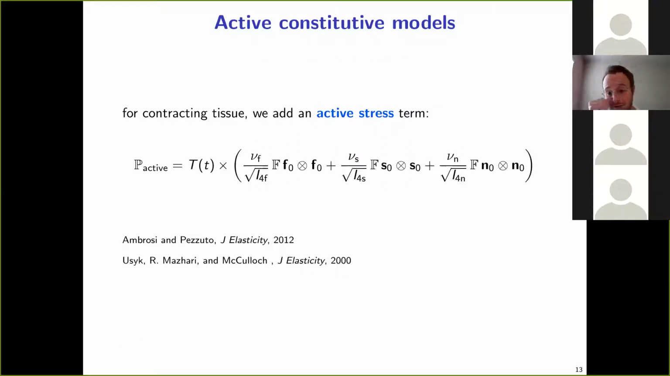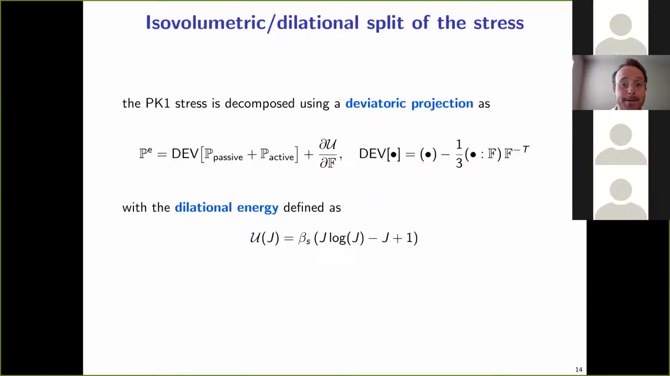Our active stress is a standard active stress formulation, and it's given here. As an anecdotal comment, we initially tried to do an active stress only in the muscle fiber direction, and we ended up getting very strange ventricular deformations. But adding an active stress in the other two fiber directions as well really helped our ventricular deformations look more physiologic. And we do a standard isovolumetric dilational split of the stress.